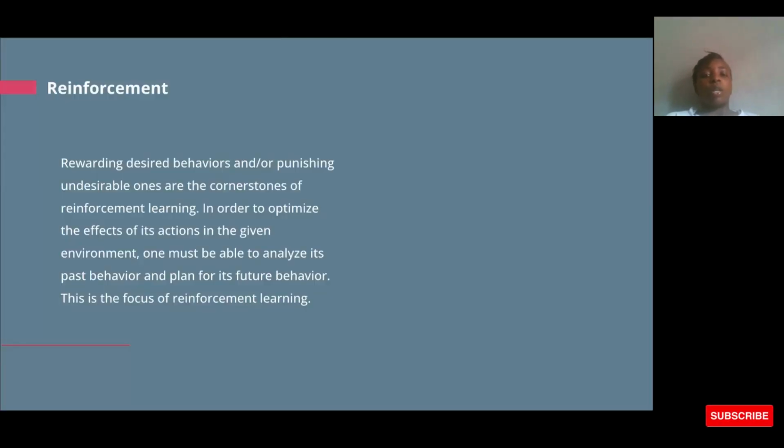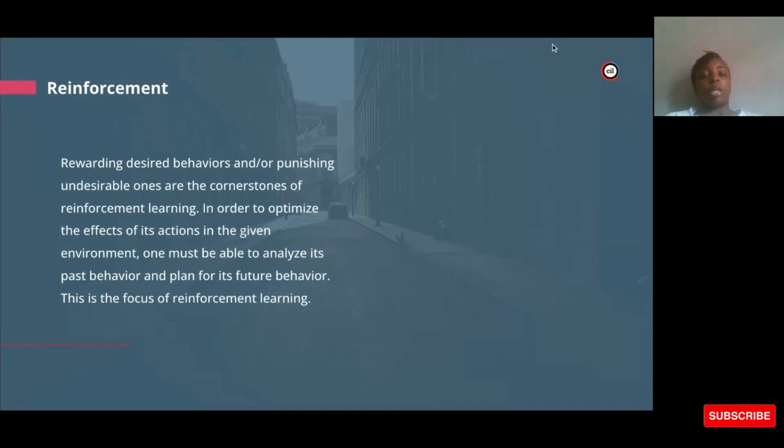So reinforcement is something that can push you to gain something from your action or your behavior. Rewarding desired behaviors or punishing undesirable ones are the cornerstone of reinforcement learning. But we'll talk more about that when we talk about the types of reinforcement. In order to optimize the effect of the action in the given environment, we must always analyze past behavior and also plan for the future.